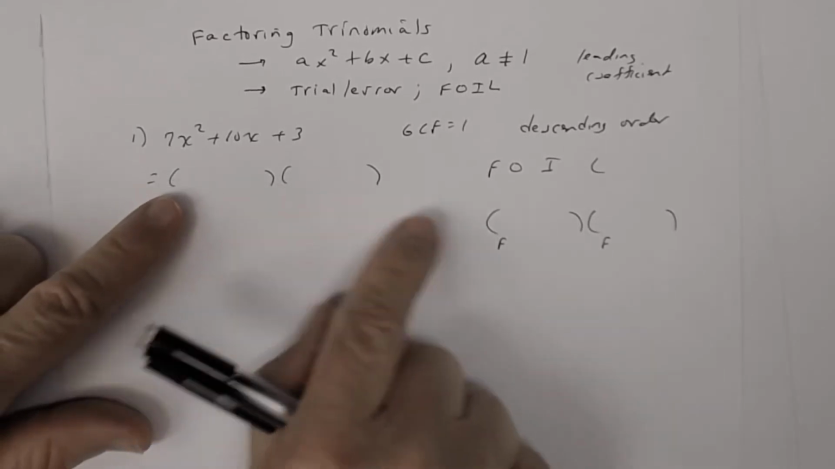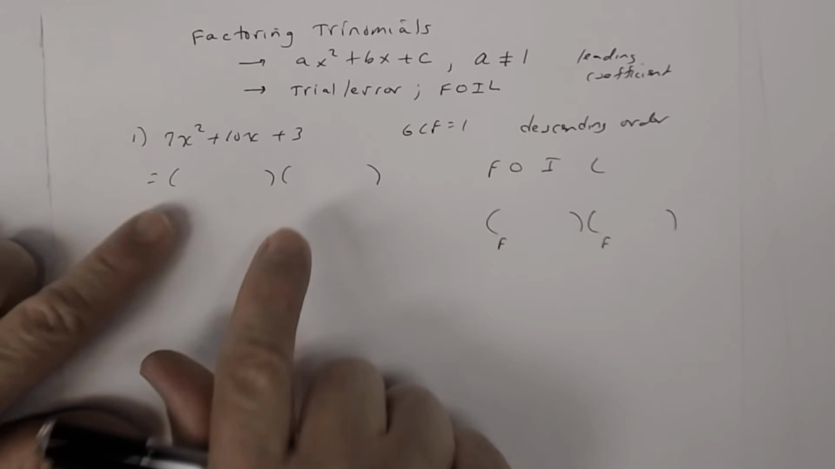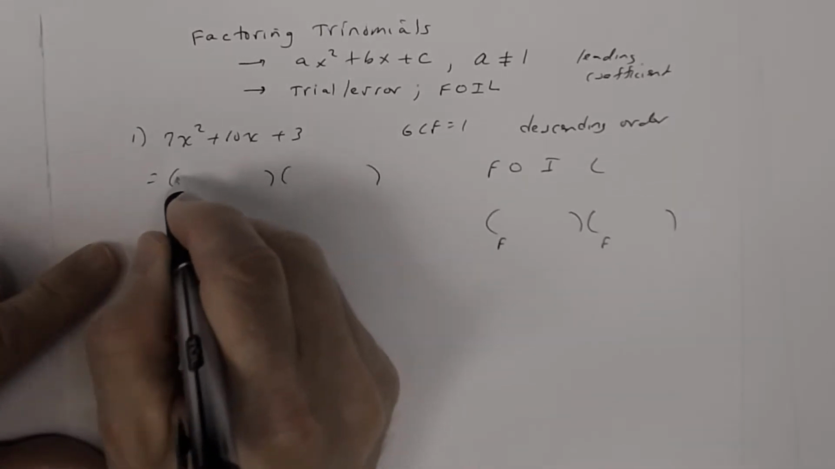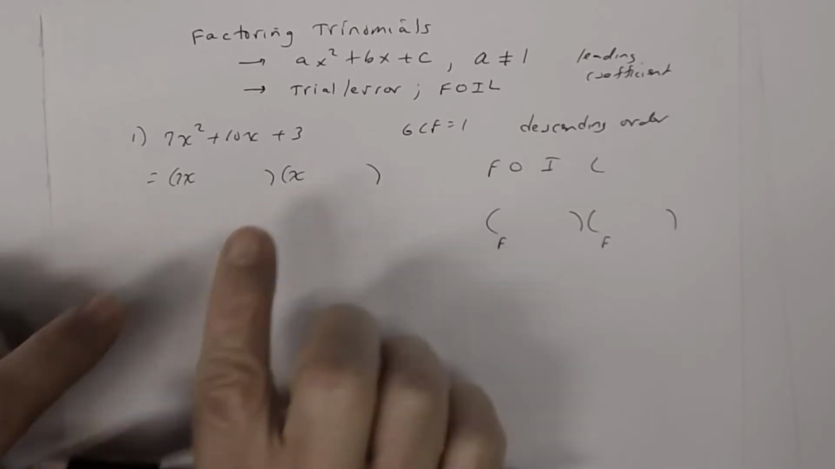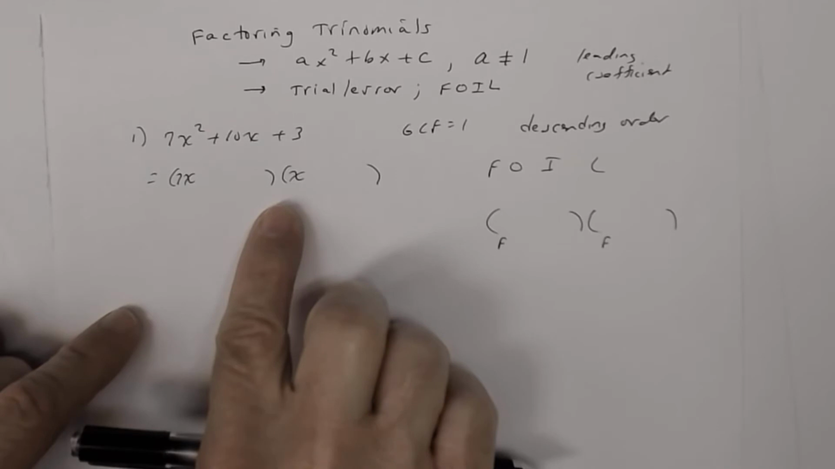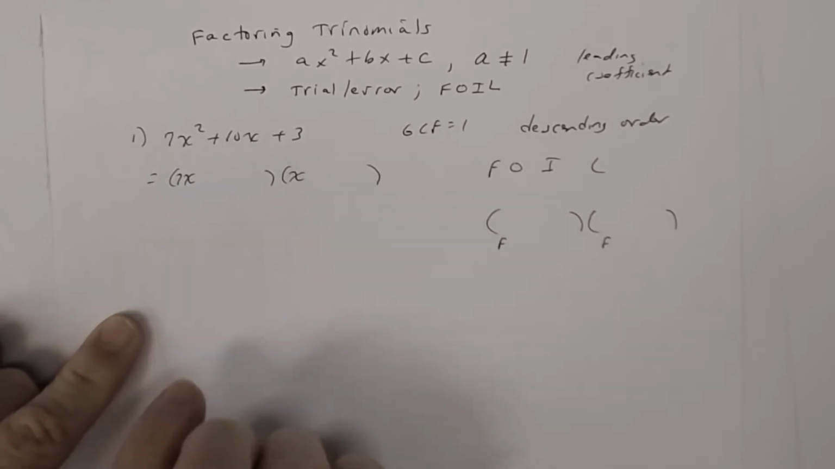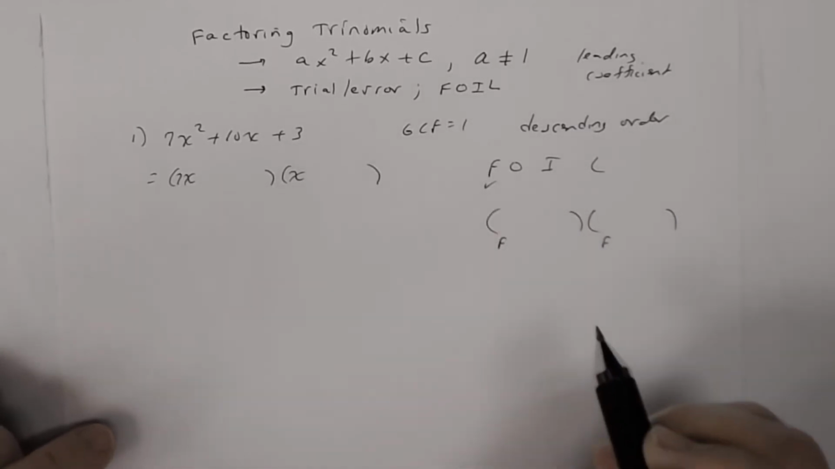So let's look at the first. What term times what term will give me 7x squared? Well, the only possibility is 7x and x. So I'll have it written, and always check as you go through the process. 7x times x is 7x squared. So far, I'm good with my F.